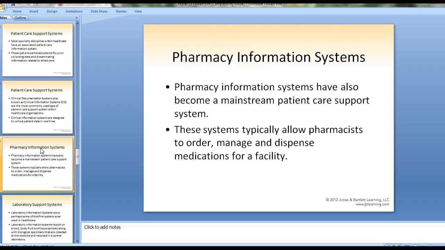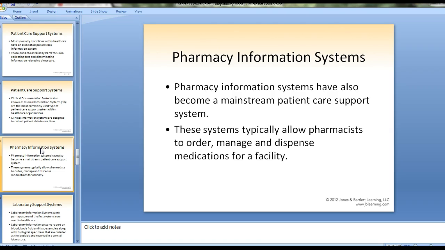So pharmacy information systems, they also have become mainstream patient care support, and they allow pharmacists to order, manage, and dispense medications for a facility. And it actually goes even further than that. In primary care, most pharmacists now are doctorally trained, so it's a terminal degree. And we have these collaborating agreements with them to be involved in the charts so that they can help better manage chronic disease.